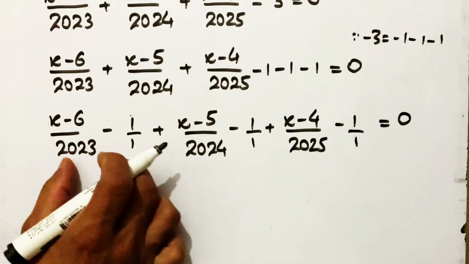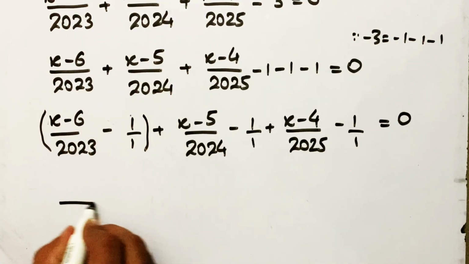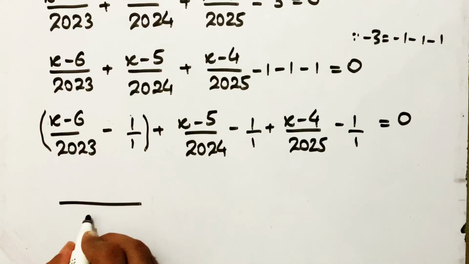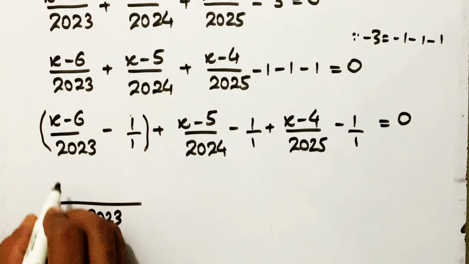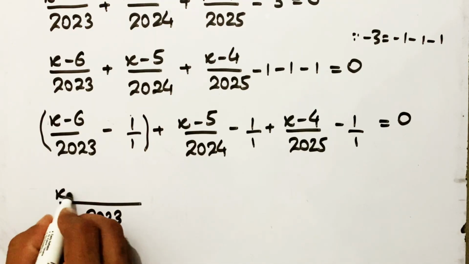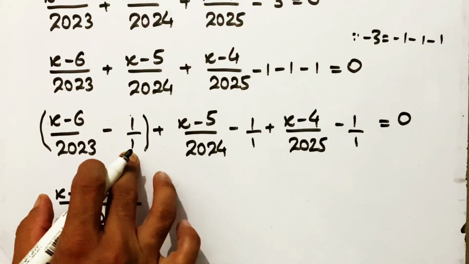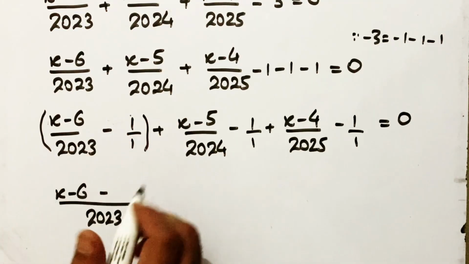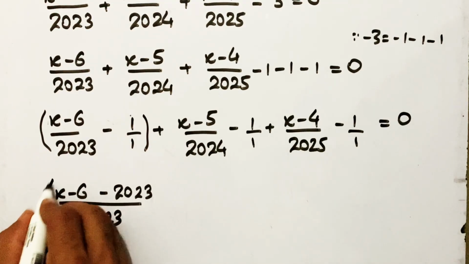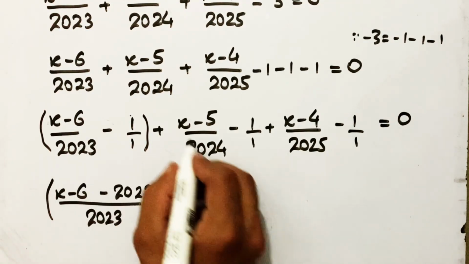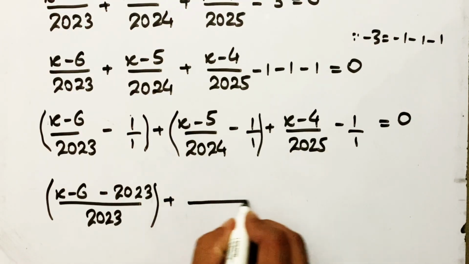So if I take the LCM of these terms, for the first term our LCM is 2023. So it is x minus 6 minus 2023, all divided by 2023, plus I take the LCM for the next term also.